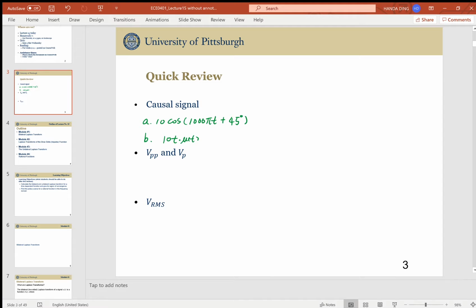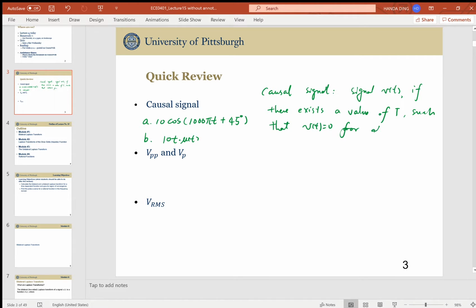All right, so quick review from last lecture. Any idea what is a causal signal? A signal v(t) is causal if there exists a value of t such that v(t) is 0 for all t less than that value. Otherwise, it's non-causal.